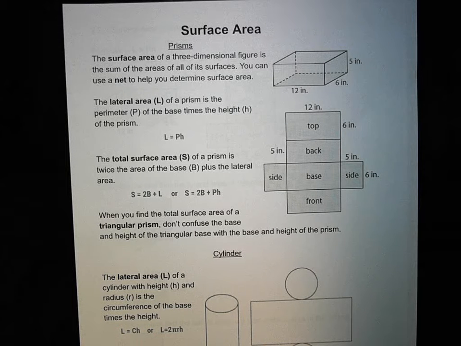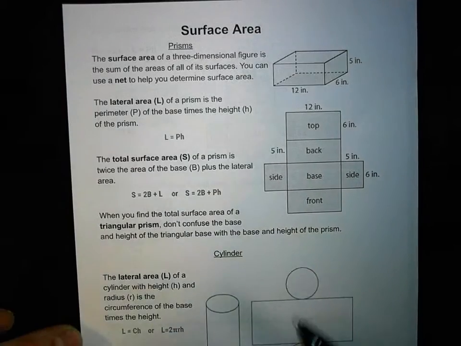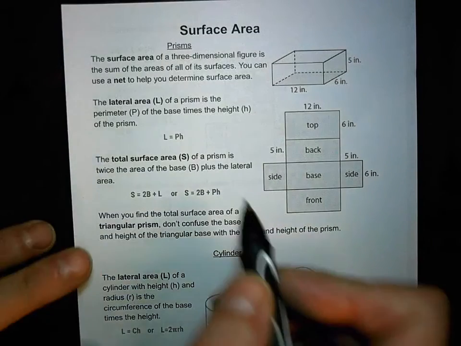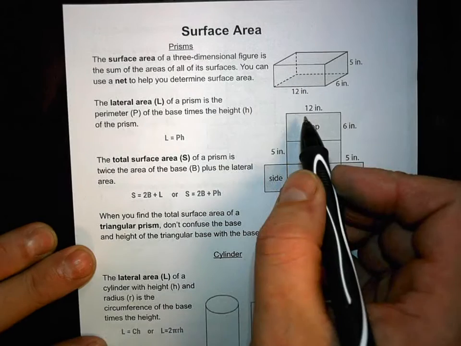Over the next 2 days, we're going to look at surface area of prisms and surface area of cylinders. And the surface area is really the same. You're going to see a couple of formulas, like the lateral area. So surface area is every surface.